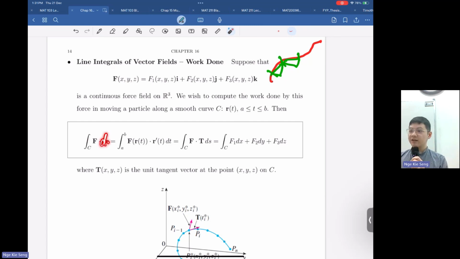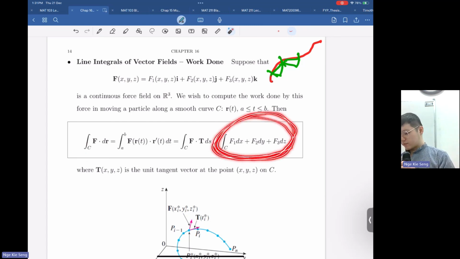So this is the dr part, F dot dr. You see, F is a vector, r is also a vector, so I need to dot them together so that I get a function from a vector to a real number, so that I can do integration. So this integration here will be simplified into this form.